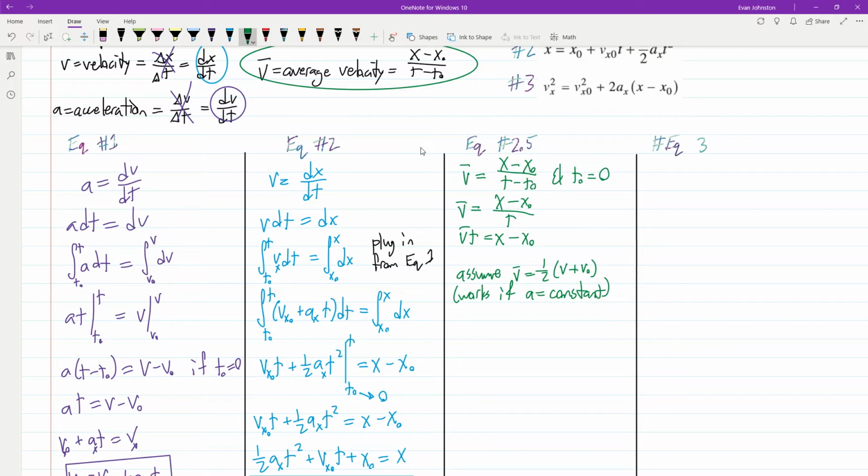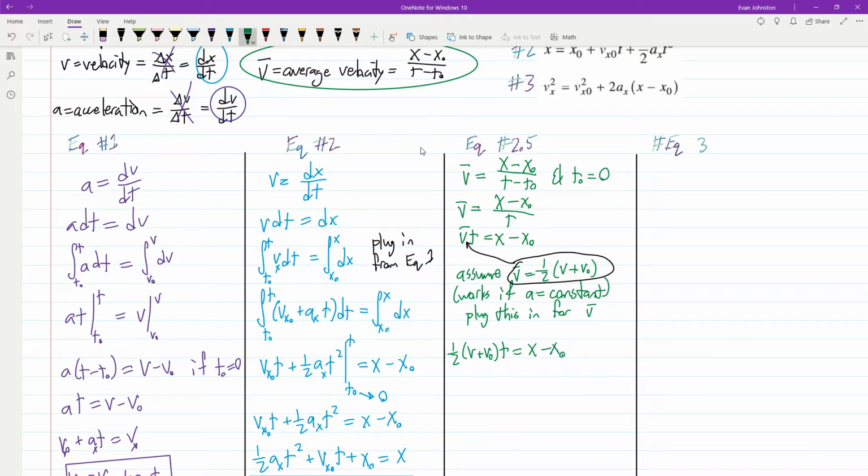So now we're going to plug this in for the average. So really what I'm saying here is that we're going to take this thing and plug it in right there. That's what we're going to write on the next step. So now we have 1/2 of v, our final velocity, plus our initial velocity, okay, times t is equal to our final displacement minus our initial displacement, okay?